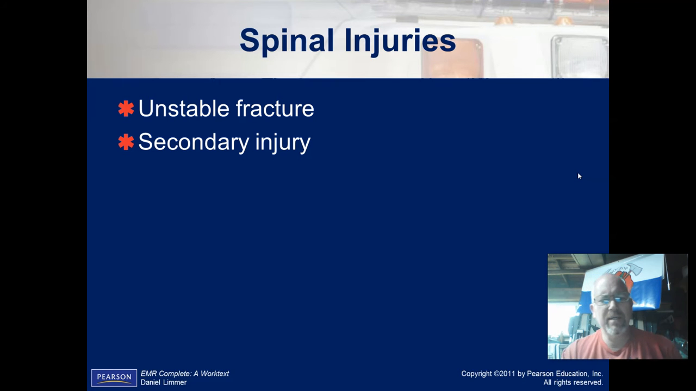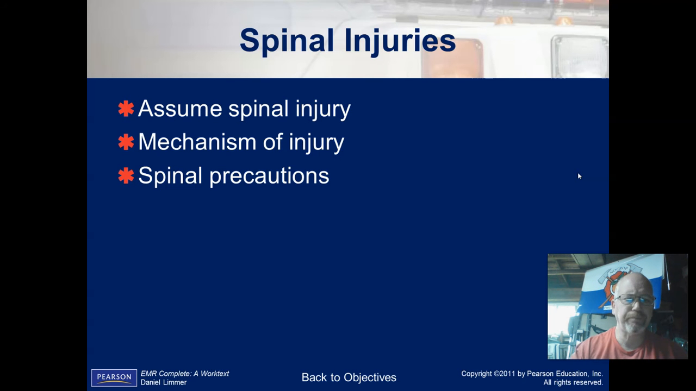So we're going to be talking about unstable fractures and secondary injuries. Unstable fracture being something we need to manage because it's unstable at the moment, so we need to make sure that it does not get worse. And then secondary injuries, things that we need to deal with outside of what actually happened to the main injury. Assume spinal injury, mechanism of injury, and spinal precautions.